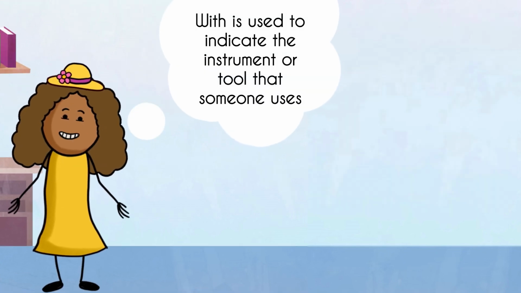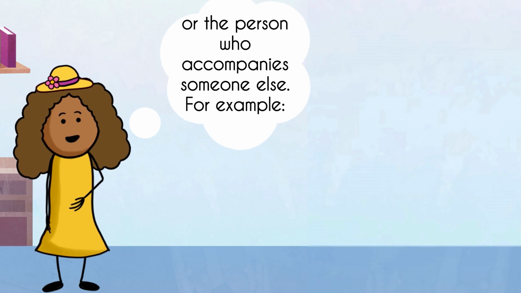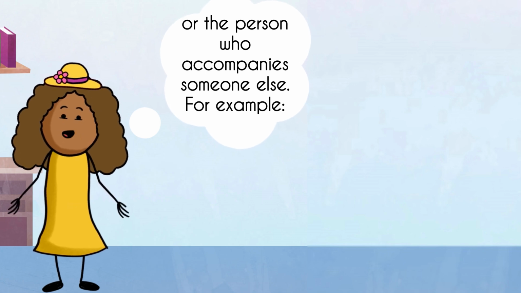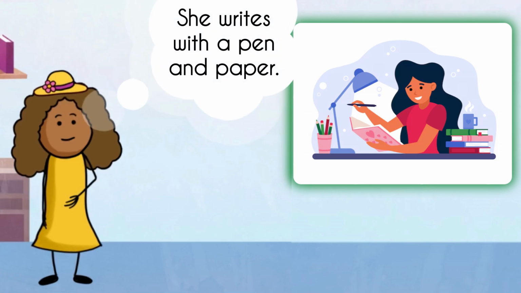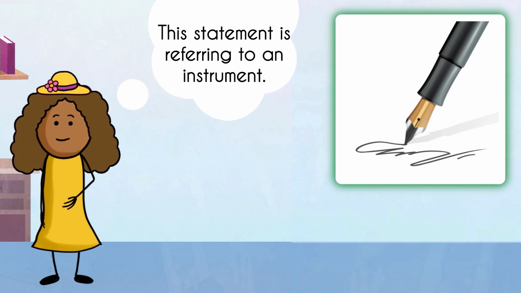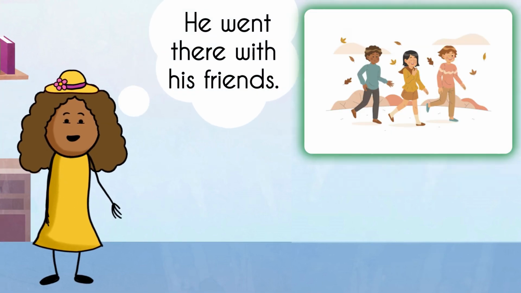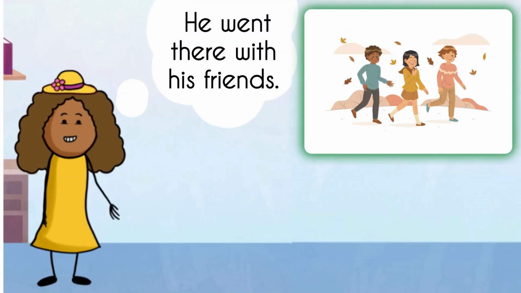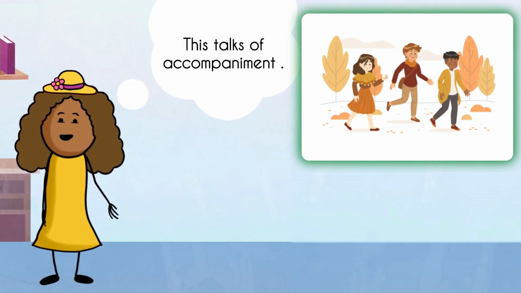With is used to indicate the instrument or tool that someone uses, or the person who accompanies someone else. For example, she writes with a pen and paper. This statement is referring to an instrument. He went there with his friends. This talks of accompaniment.